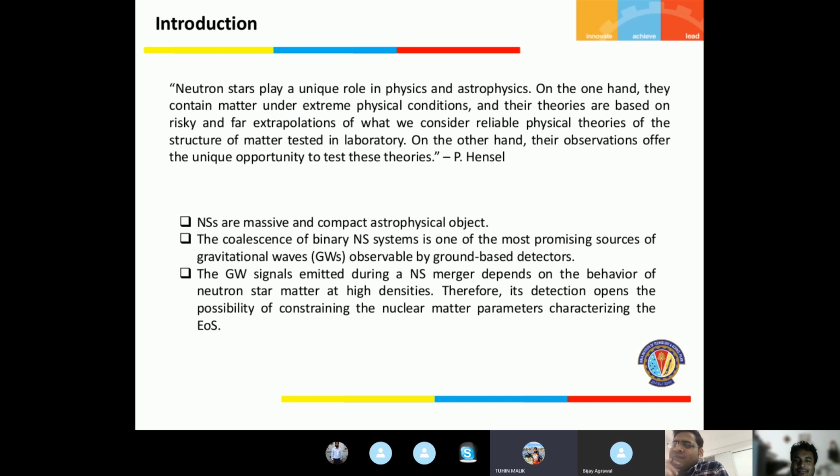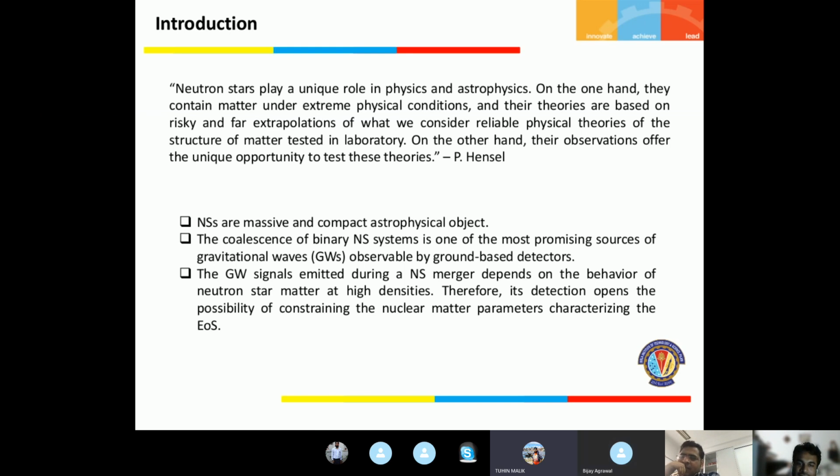The neutron stars play a unique role in physics and astrophysics. On the one hand, they contain matter under extreme physical conditions, and their theories are based on risky and far extrapolations of what we consider reliable physical theories of the structure of matter tested in laboratory. On the other hand, their observations offer the unique opportunity to test these theories. So as you can see, neutron stars are in extreme physical conditions.